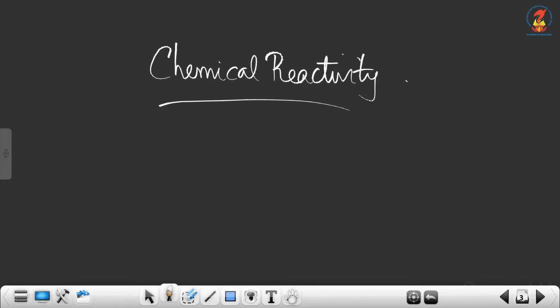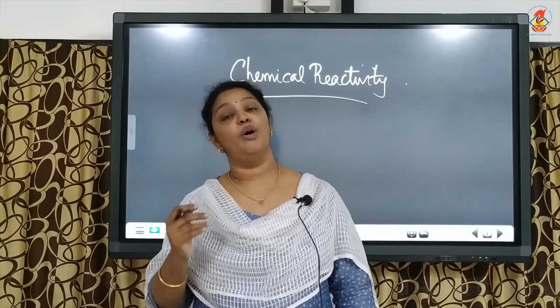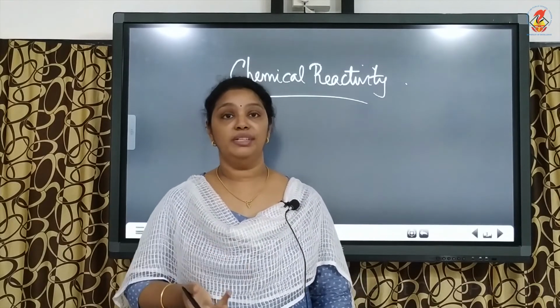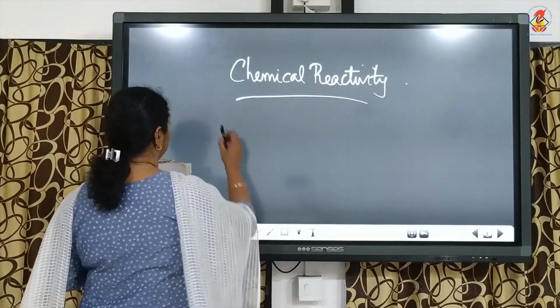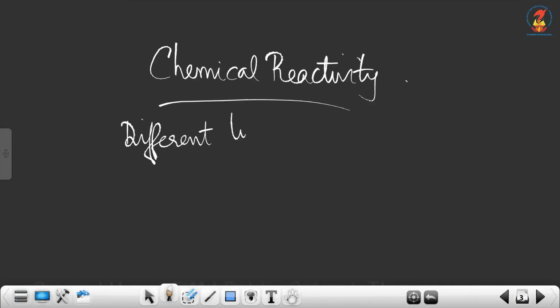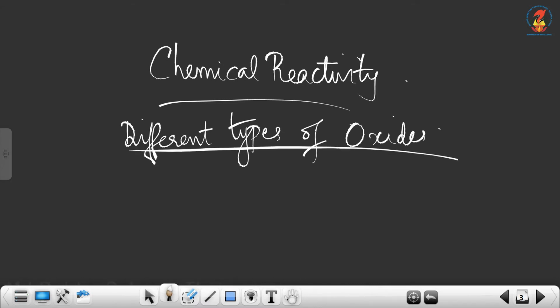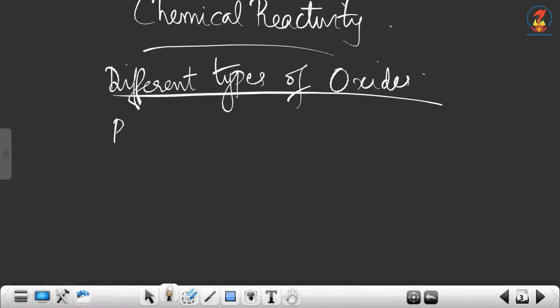Now, the chemical reactivity of an element can be observed from its ability to form oxide. So, here we are going to discuss about different types of oxides. Now, we have basic oxides, the first type.